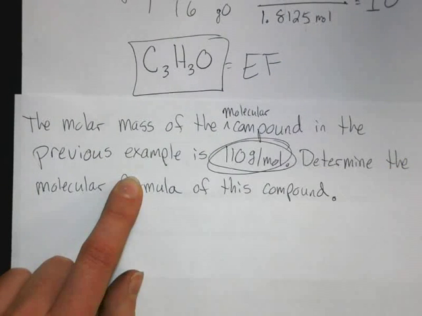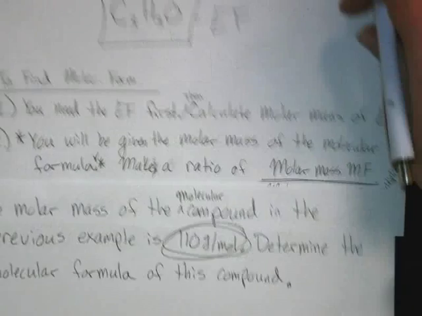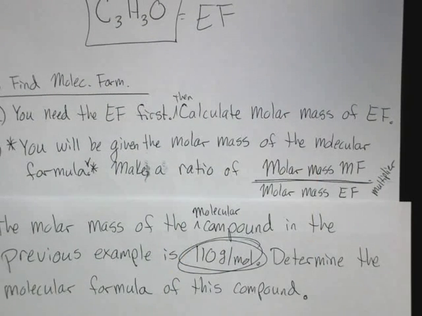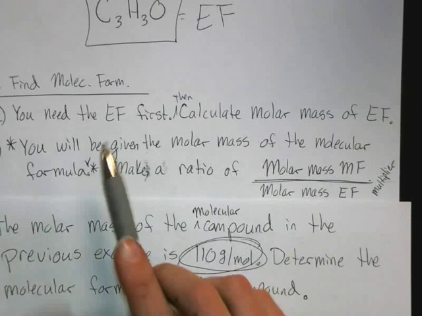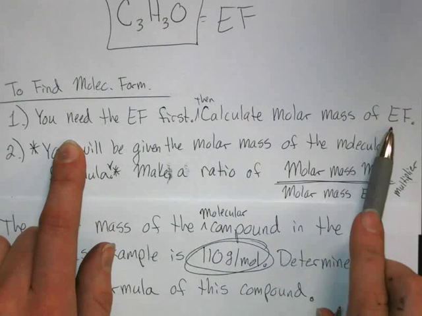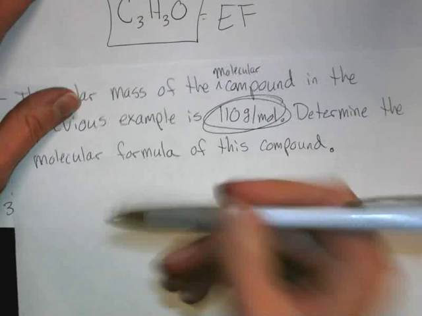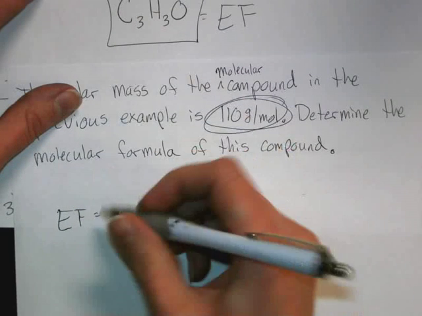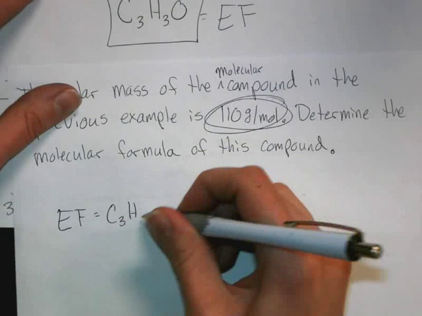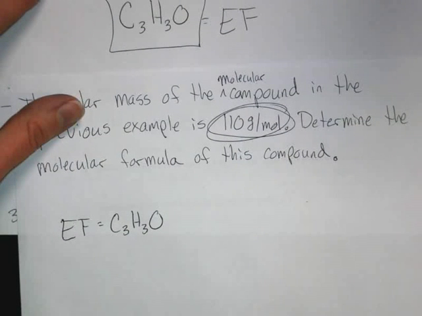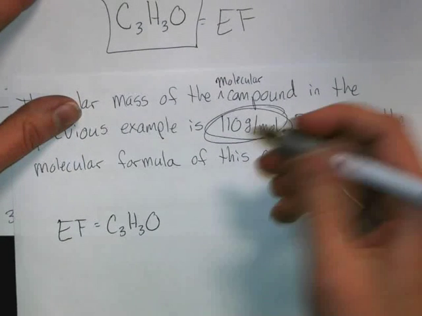So this molar mass that it gives you, that is the molar mass of our molecular formula. It will be given to you. That's what it gives us here. So, our first step, we have our empirical formula. We need the molar mass of our empirical formula. Okay, so our empirical formula was this here, my C3H3O. I'm just rewriting it so that it's all in one spot. I need the molar mass of that.